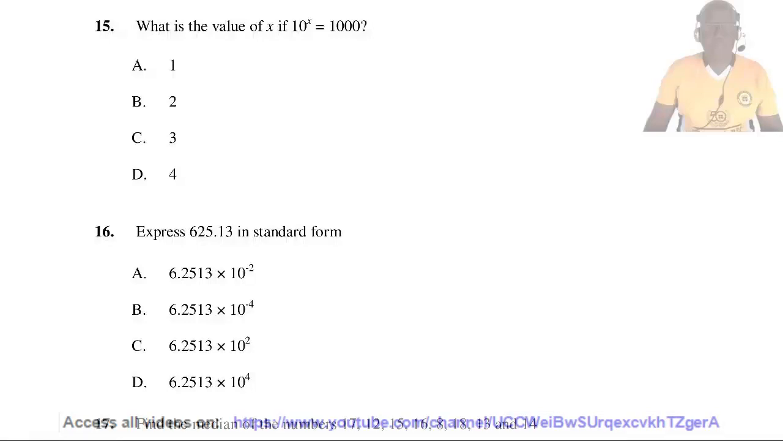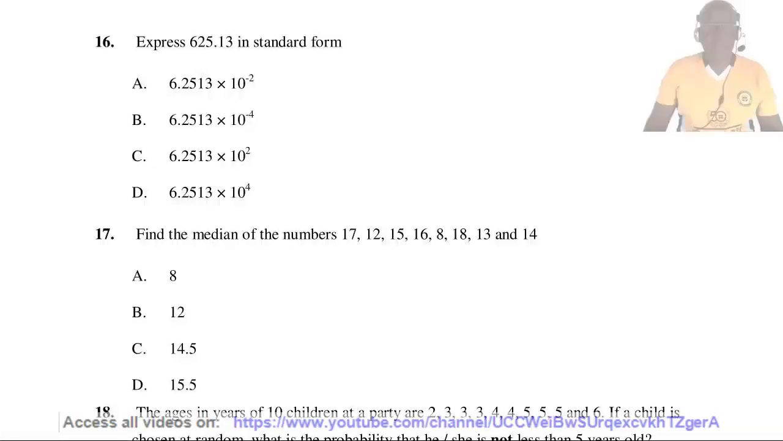Question 15. What is the value of S if 10 raised to the power S equals 1,000? That is 10 raised to the power S equals 1,000. This can be written as 10 raised to the power S to be equal to 10 raised to the power 3. So S equals 3. So the answer is C.